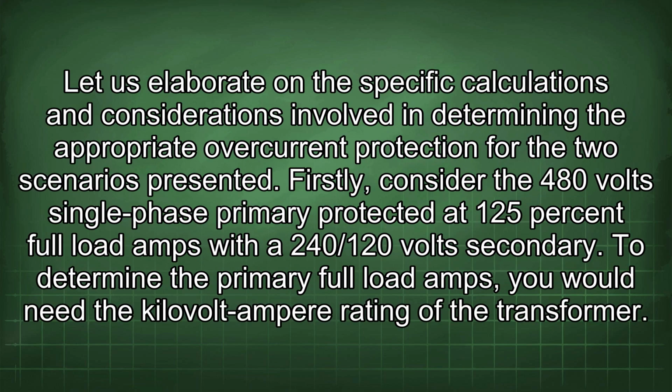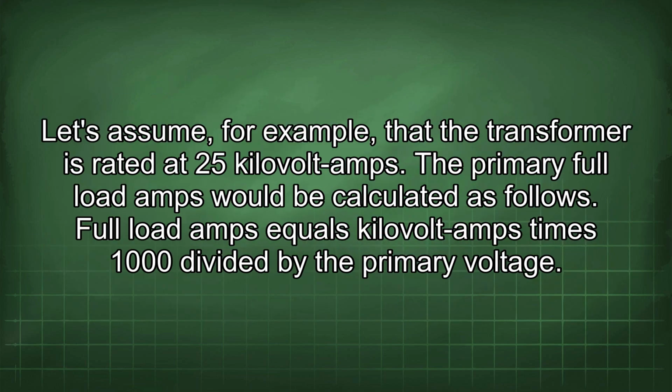Let us elaborate on the specific calculations and considerations involved in determining the appropriate overcurrent protection for the two scenarios presented. Firstly, consider the 480 volts single-phase primary protected at 125% full load amps with a 240/120 volt secondary. To determine the primary full load amps, you would need the kilovolt ampere rating of the transformer. Let's assume, for example, that the transformer is rated at 25 kilovolt amps.